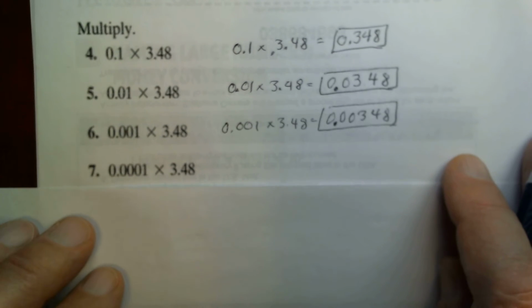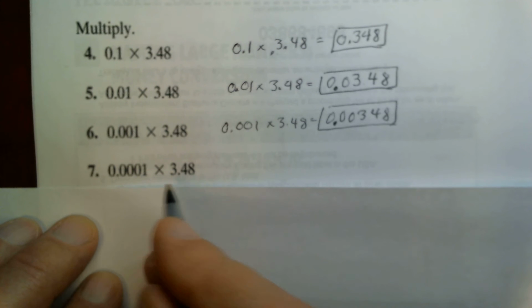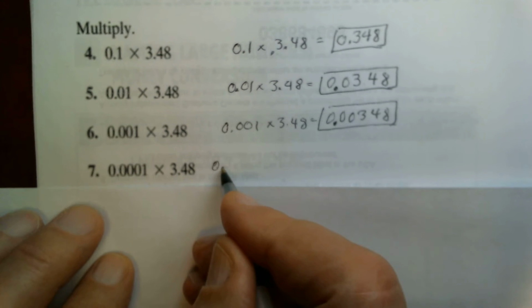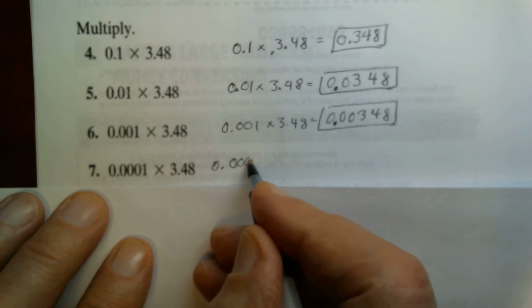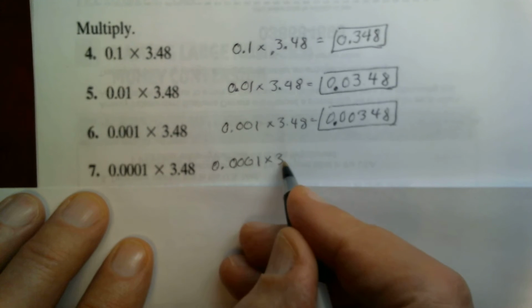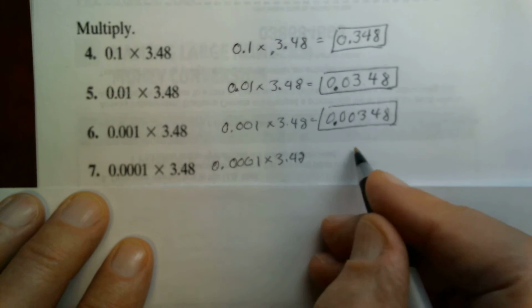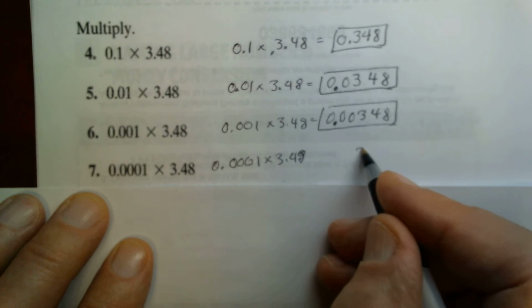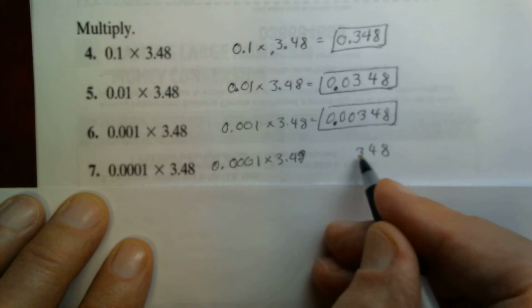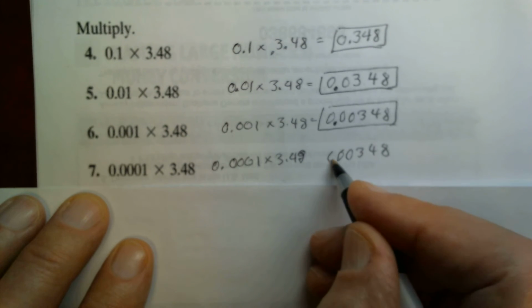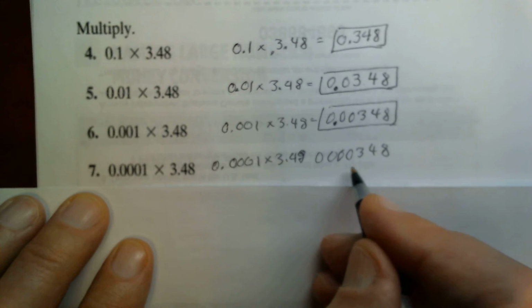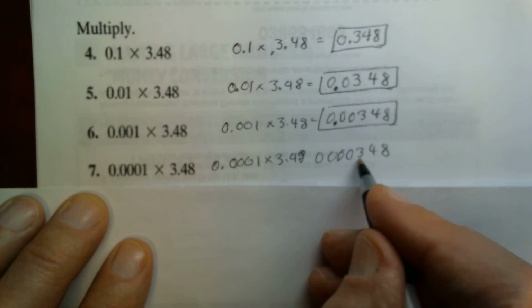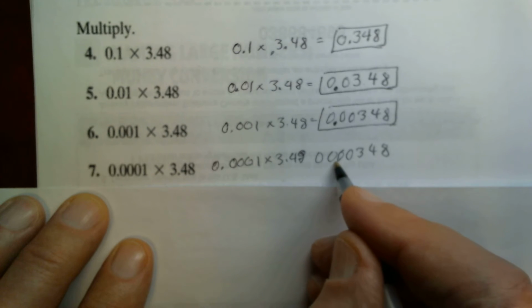And number 7 is only different because it's 1 additional decimal, 0.0001 times 3.48. So we write 348, we put some zeros in front. And remember, we need to move the decimal 4 places, and it was between the 3 and the 4. So 1, 2, 3, 4.